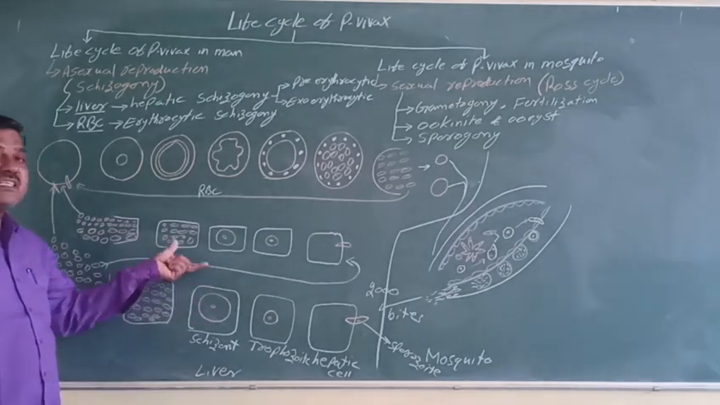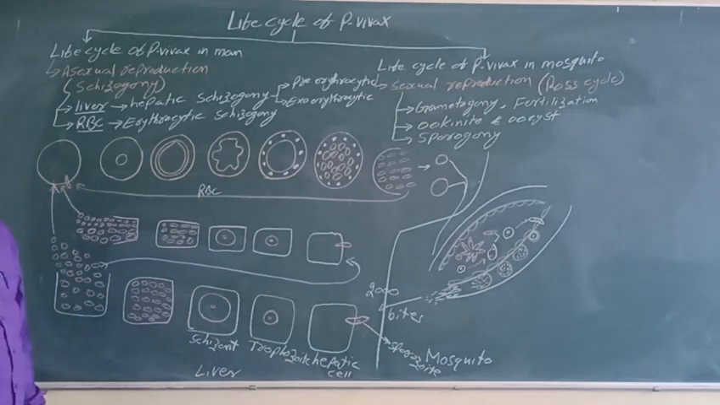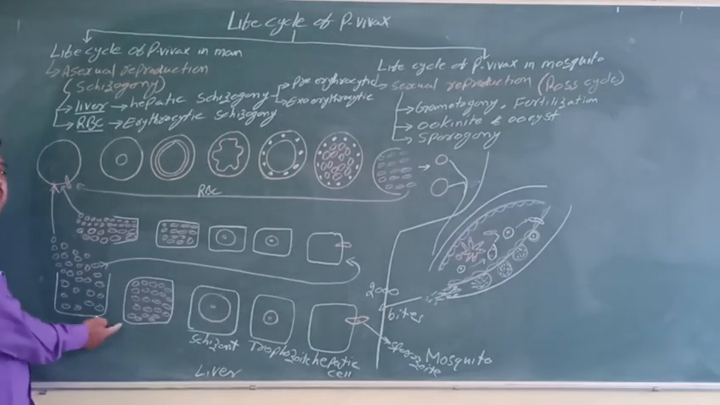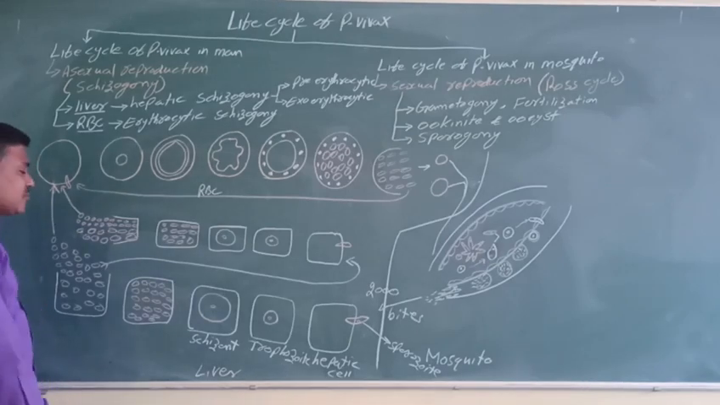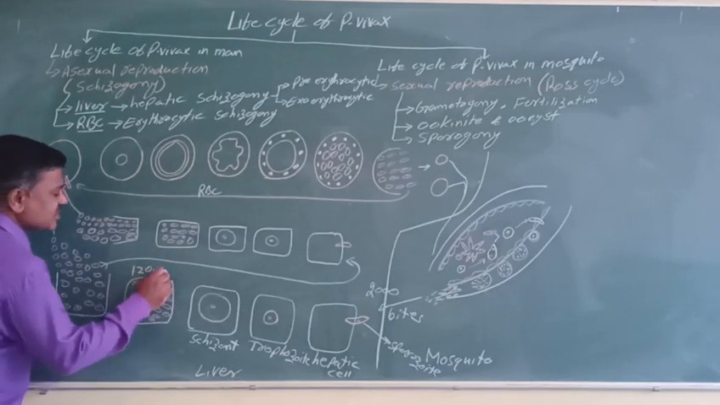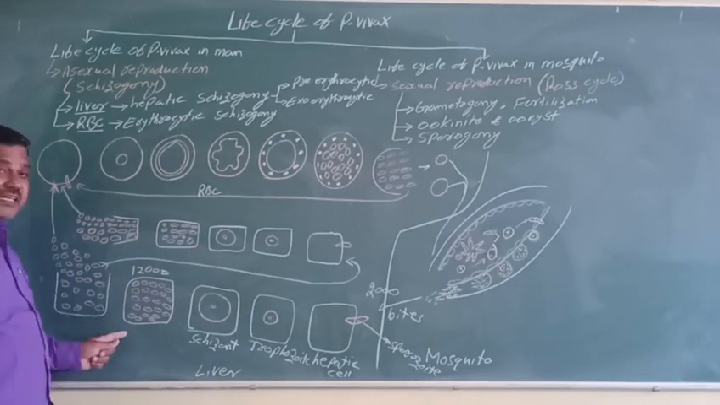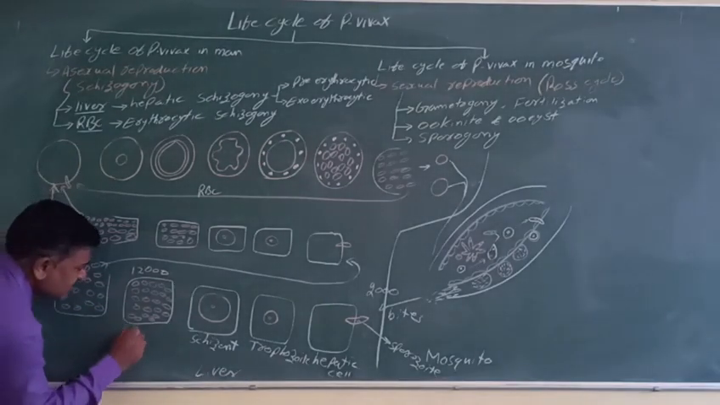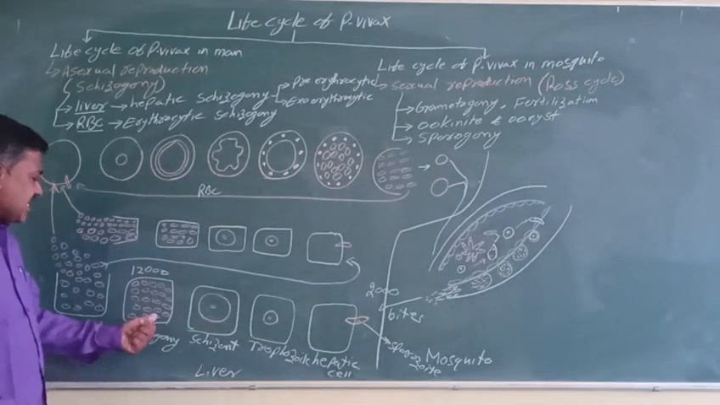Now as it increases in size, it goes for mitotic division. It goes for multiplication. From one cell, a number of cells are formed. This mitotic division leads to the formation of nearly 12,000 cells. This stage of multiplication is called schizogony.